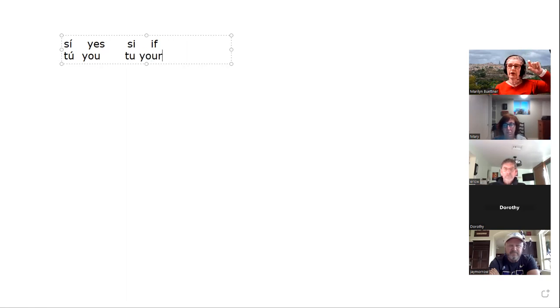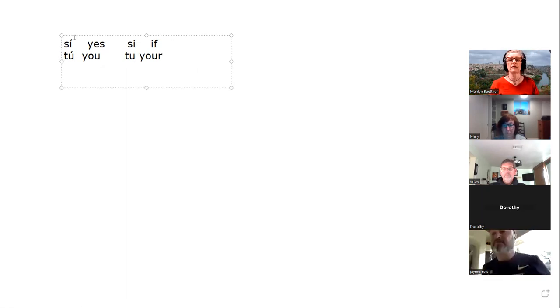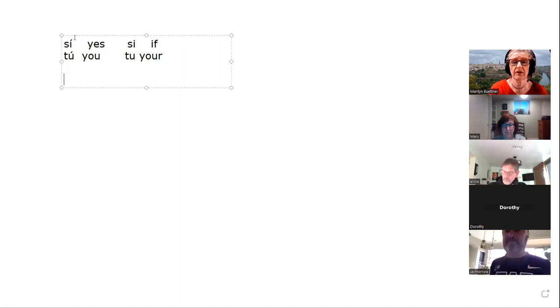In little shorty words like this, that get an accent mark, it just means we've got two words, but they have vastly different definitions. They have very, very different meanings. So it is a written thing to distinguish. Oh, here's the word that means yes. If I'm writing it, I mean yes. If I'm writing it with no accent mark, it means if.